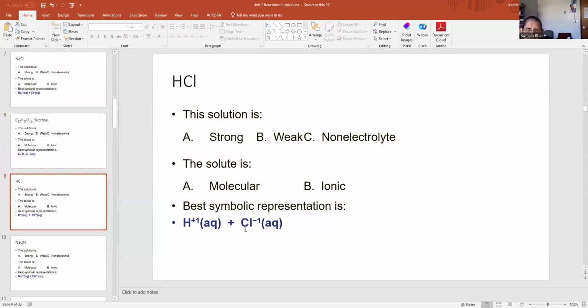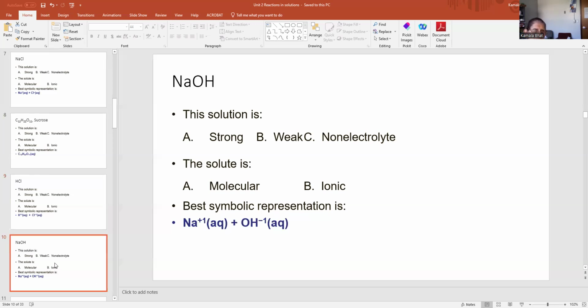Again, hydrogen chloride or HCl. If it is dissolved in water, then we can write it as H+ (aq) plus Cl- (aq). And under this form, you can decide how the solution will behave. Same thing for NaOH.